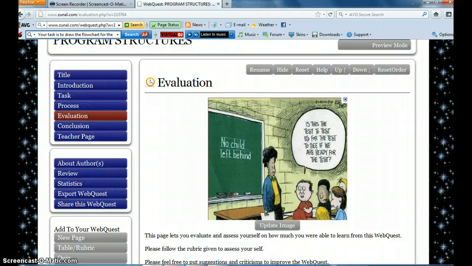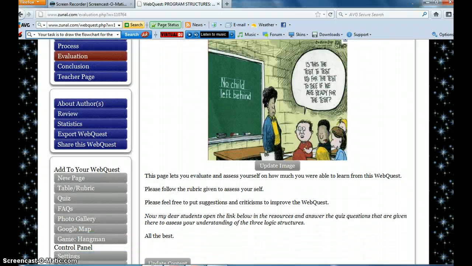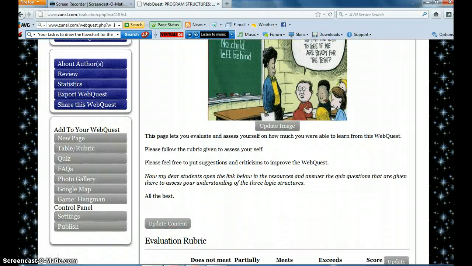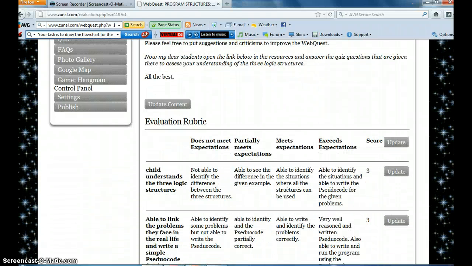Here the students' learning will be assessed according to what they have done throughout the WebQuest, what they learned, and how they found the WebQuest. Okay, before that, this is the marking criteria given to the students, based on their understanding of the three logic structures.